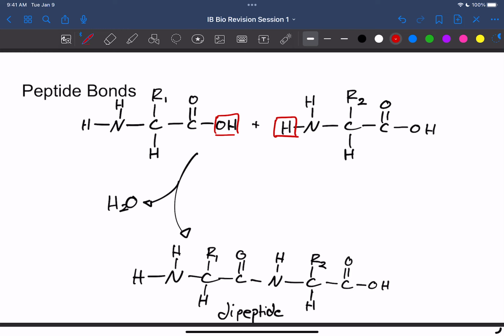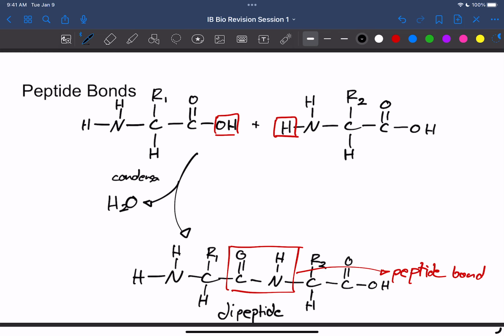Anytime, and I mean anytime, you see this kind of bond, C double bond O, NH, that is called a peptide bond. Be able to recognize these on exams, on questions. Practice the absolute heck out of these. These are going to be really important. Peptide bonds. So what is this called? This is called condensation, because it produces a water and you're forming something bigger from something smaller.